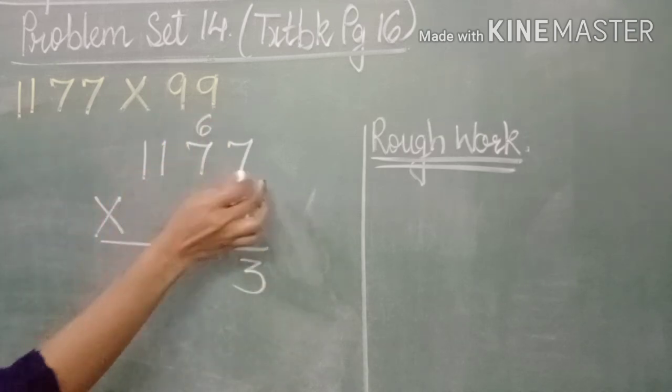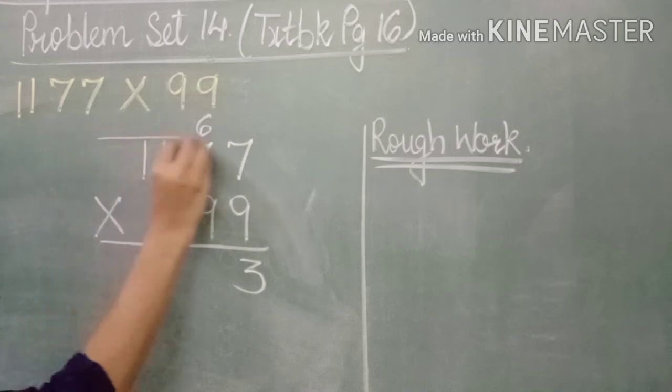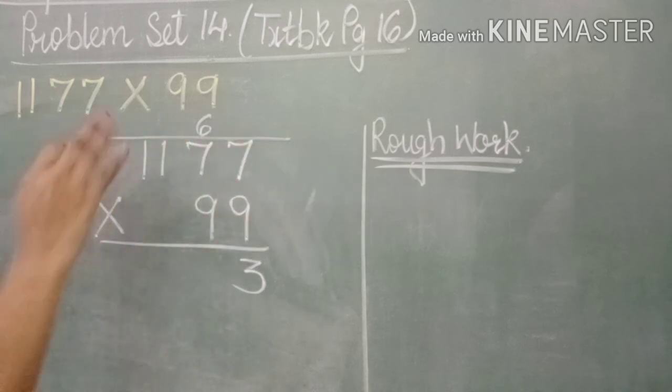If you are getting confused about what this 6 is, you can even draw a line with a pencil lightly and later on you can erase that. You can rub it off.